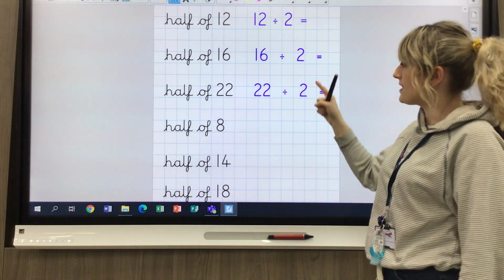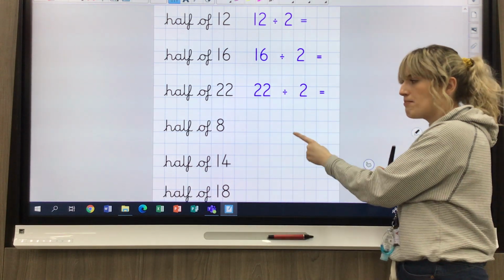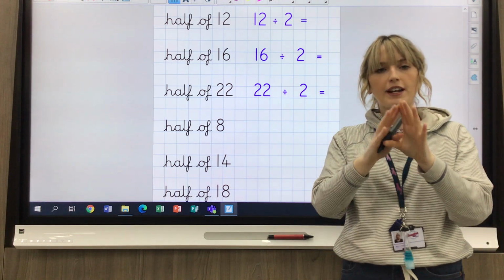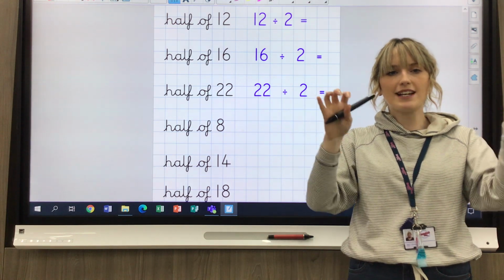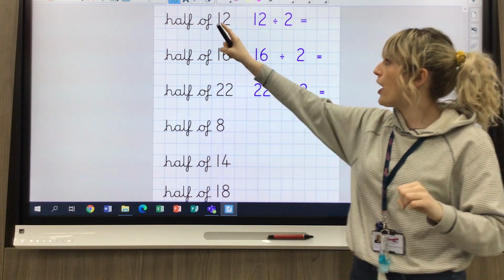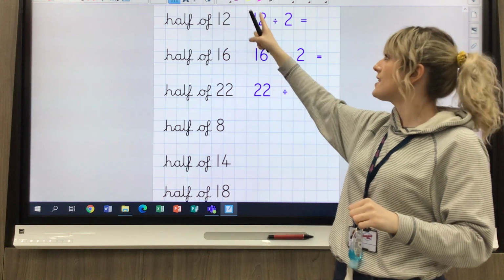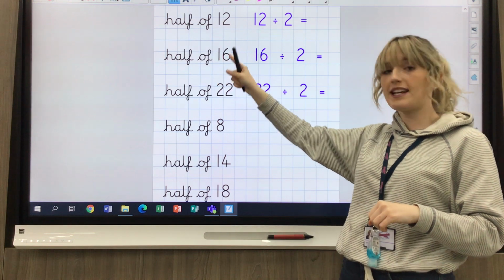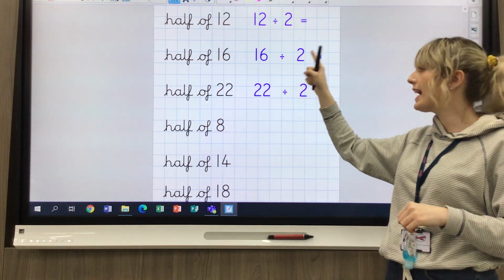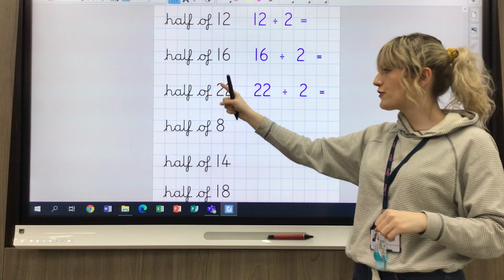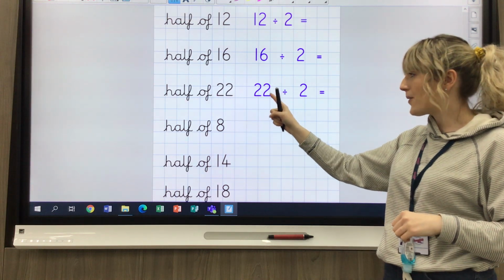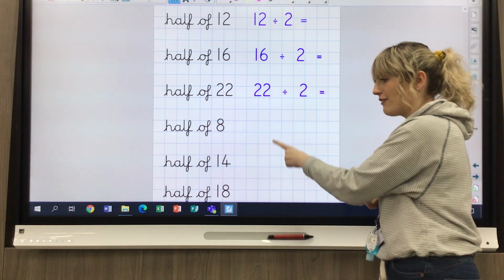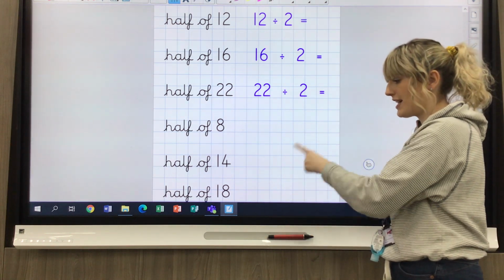So as your challenge today, what I'd like you to do is write out these number sentences and find me the matching division. So remember, when we're splitting something in half, we're dividing it by 2. So half of 12 is the same as 12 divided by 2. Half of 16 is the same as 16 divided by 2. Half of 22 is the same as 22 divided by 2. I wonder if you can find me the division number sentences for these ones.